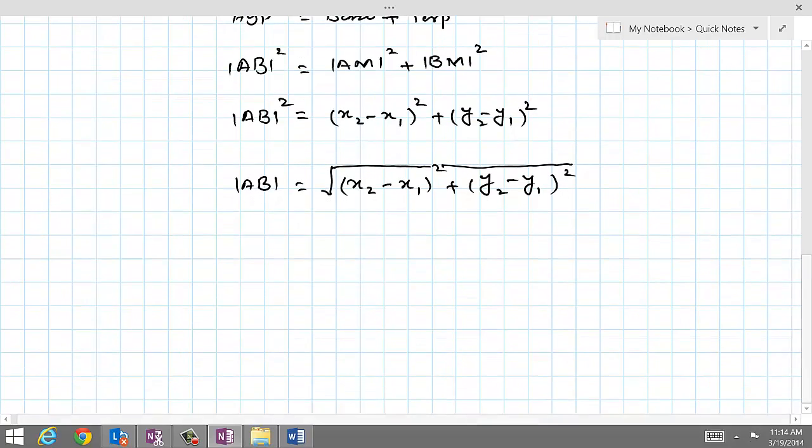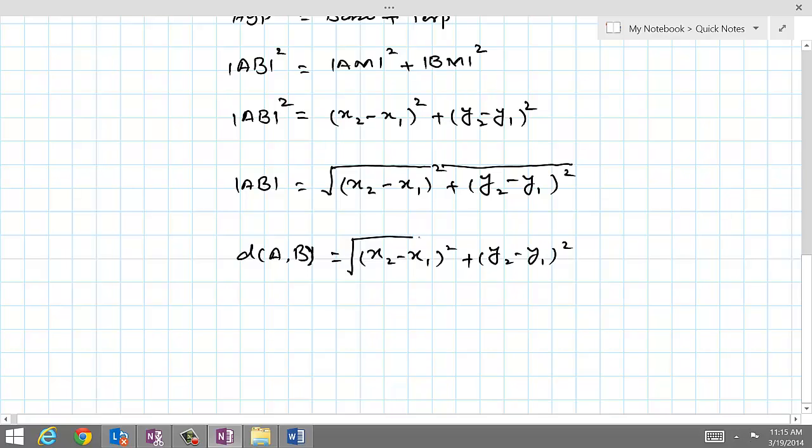We know that the distance between A and B is denoted by D of AB, whether we write it like AB mod or this way, but anyway, this is the square root of x2 minus x1 square plus y2 minus y1 square. This is the required formula for finding the distance between 2 points in the xy plane, and we can always find this distance as long as we have the coordinates of both of these points.